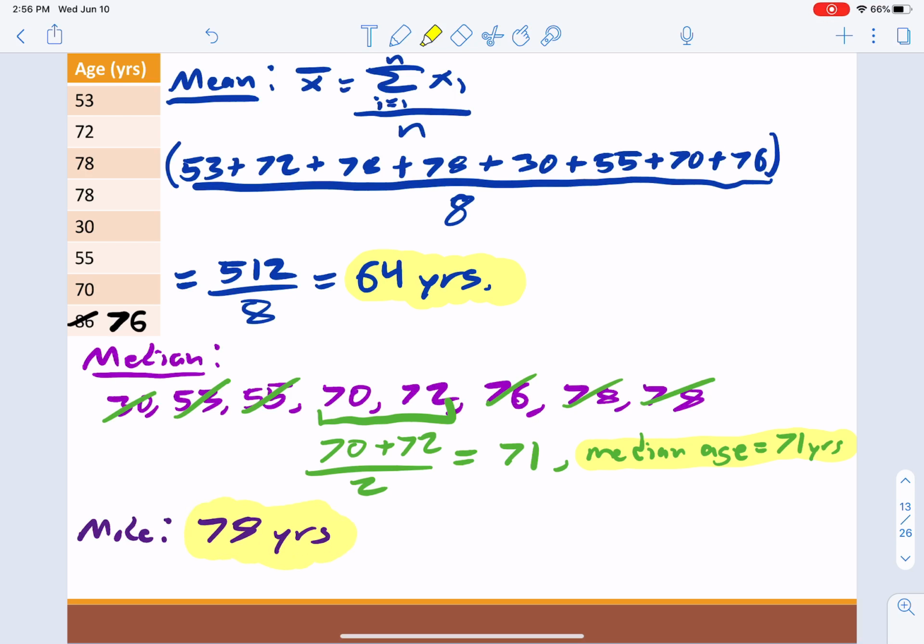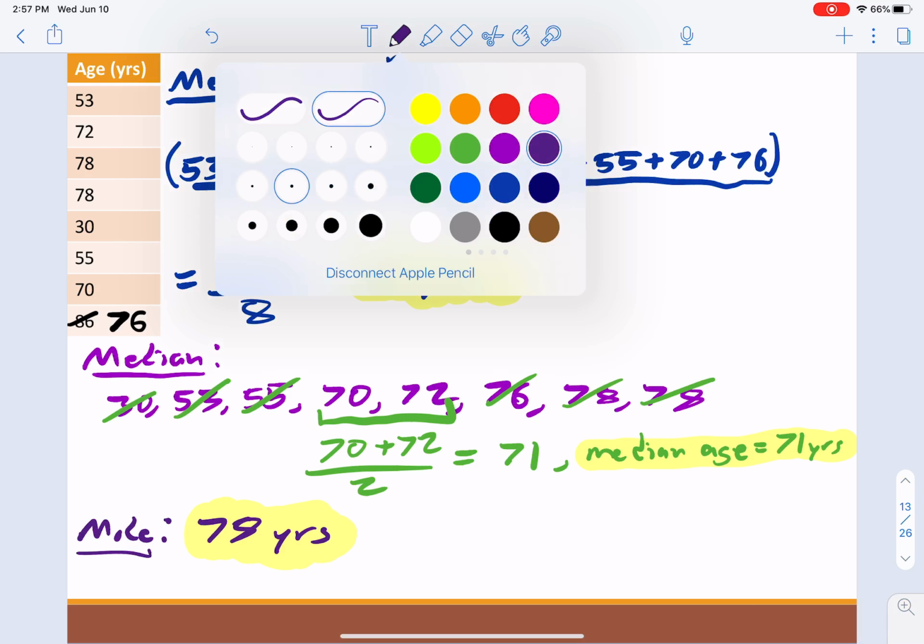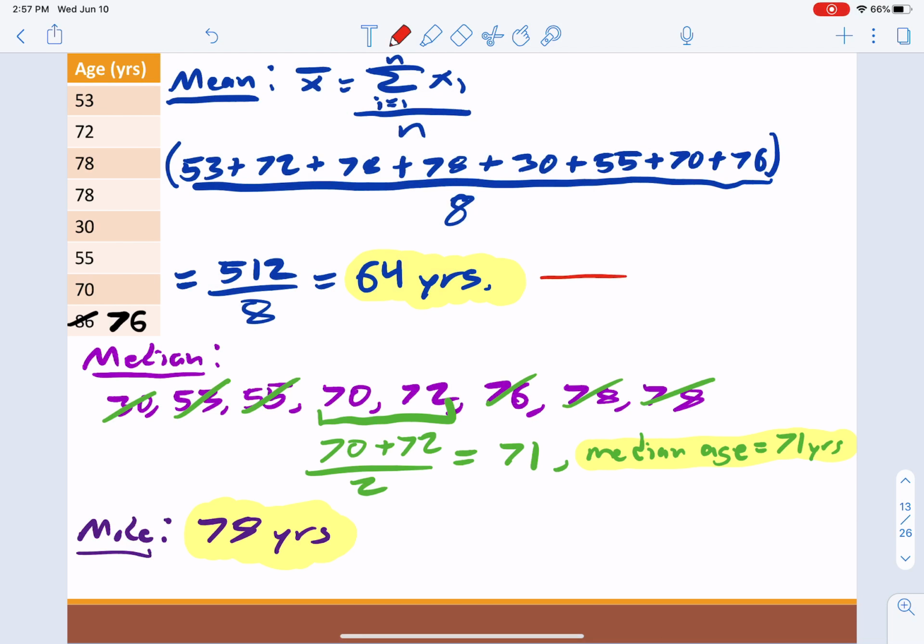Okay, so what do we take home from this? Well, pause the video and think about it just for a second, and then I'll tell you what I'm thinking, okay? Okay, so I assume you paused the video. Here's the deal. The mean, the median, and the mode are all legitimate ways to summarize a group of data, okay? But one of them, specifically the mean, is more susceptible to outliers.